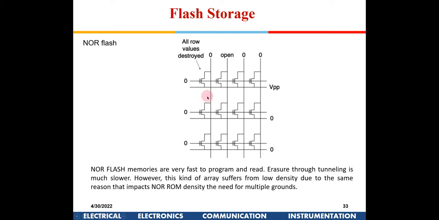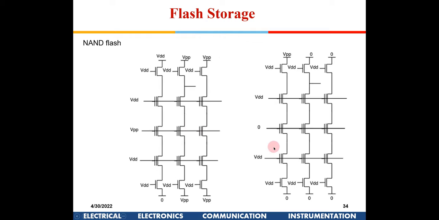This is known as a source line. You can call it a ground line, but it is not really a ground line because we do apply VDD for the erase operation. So this is known as the source line. Each of these words has a different source line, and hence the packing density is poor. Also, for erasing you have to go word by word, selecting like this and doing that. So that is the thing.